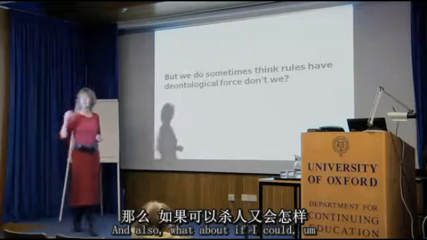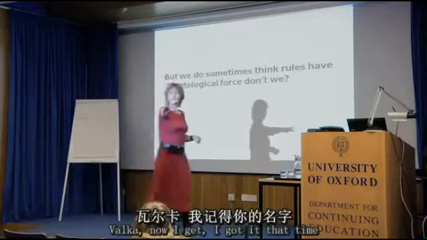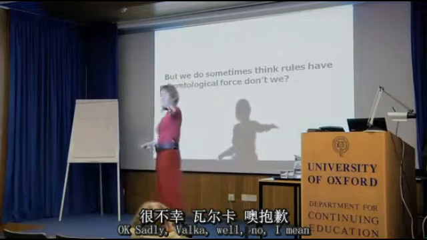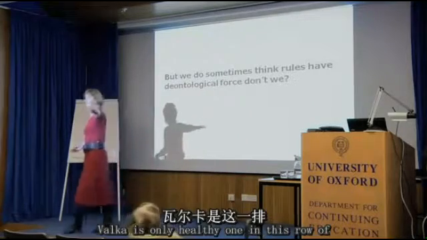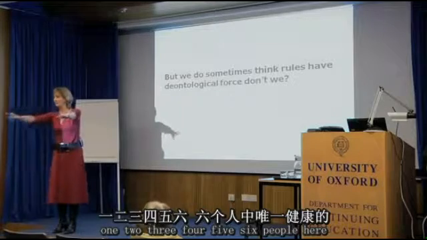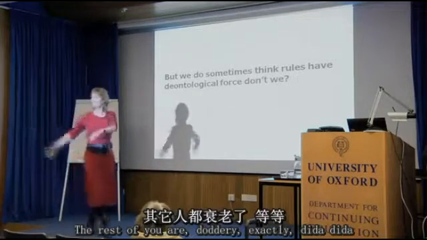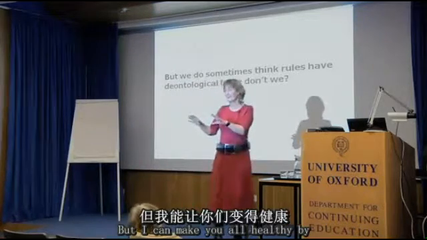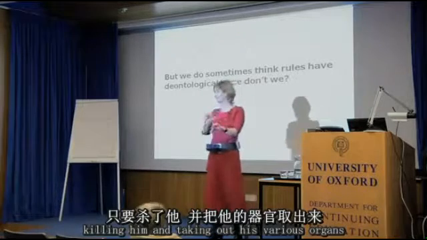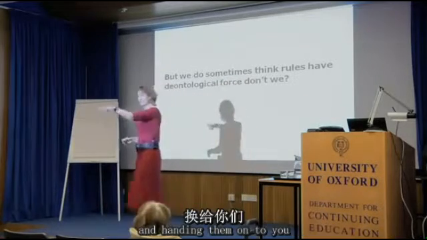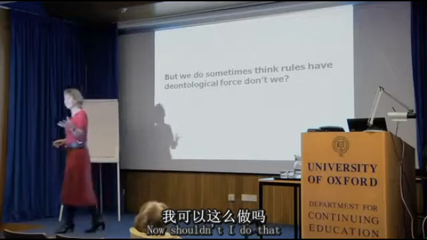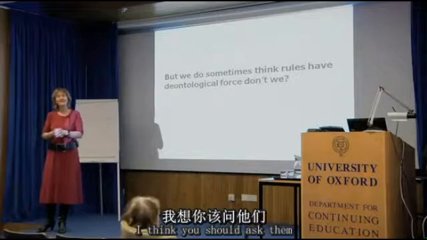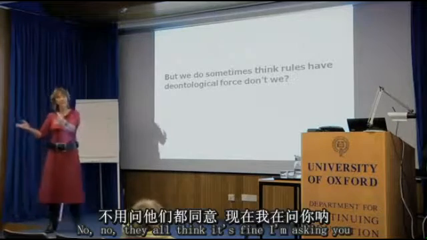And also, what about this? Volker, yes, I got it that time. Volker is the only healthy one in this row of six people here. The rest of you are doddery. But I could make you all healthy by killing him and taking out his various organs and handing them on to you. Now, shouldn't I do that? What do you think, Volker? No, they all think it's fine. I'm asking you.